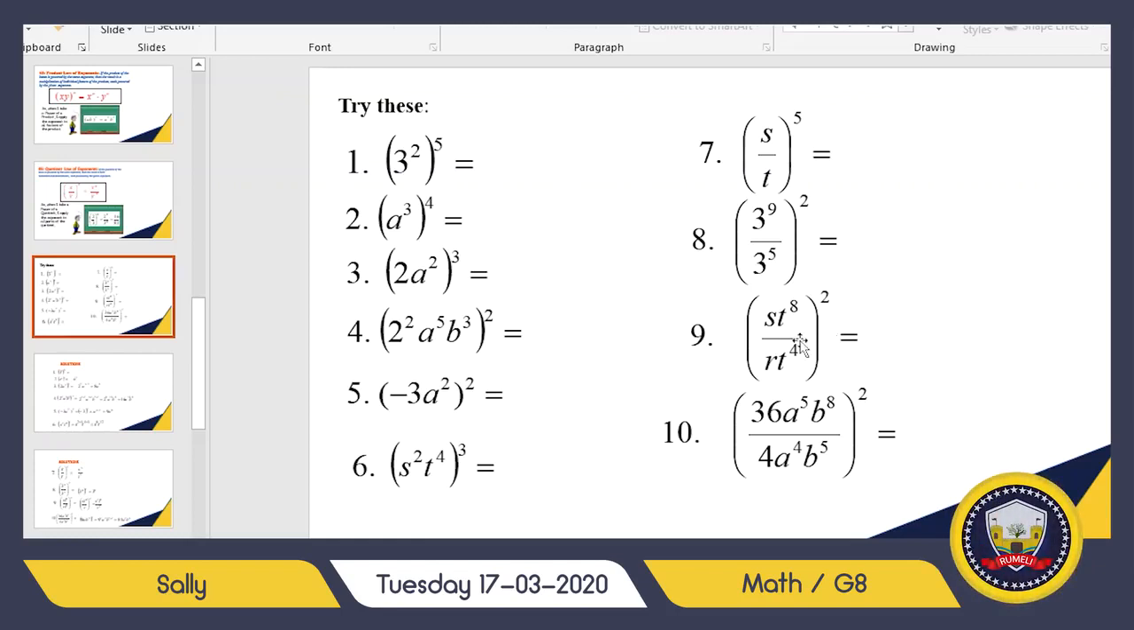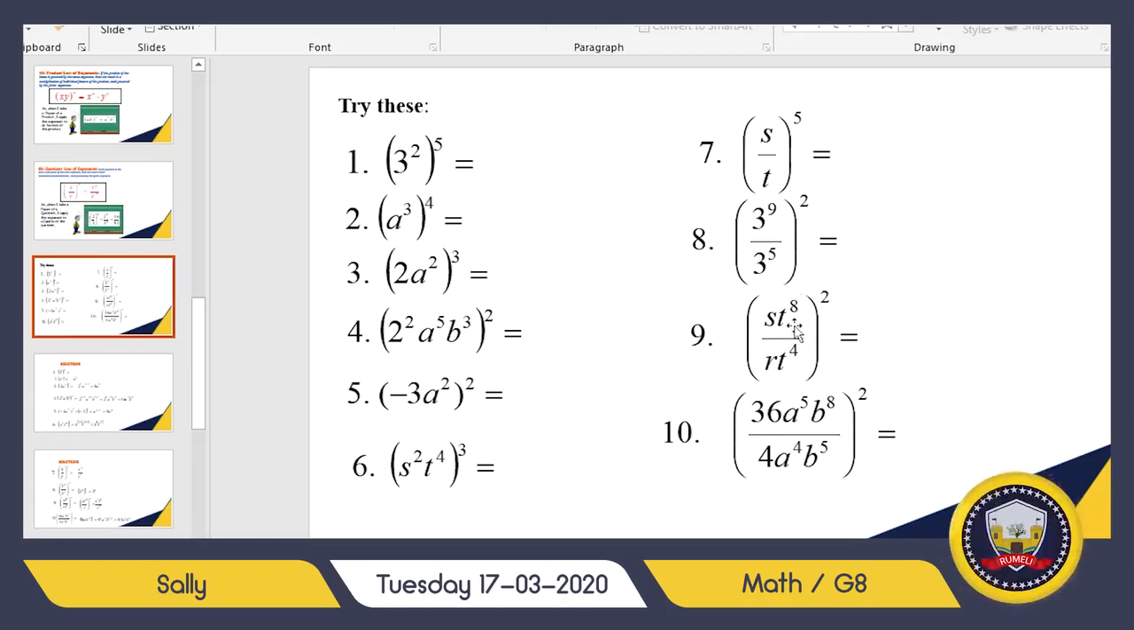Powers having the same base. S doesn't have any other base to combine with. I don't have other s in the denominator, so I will put it as it is. S to the power of 1 times 2 will be s to the power of 2.